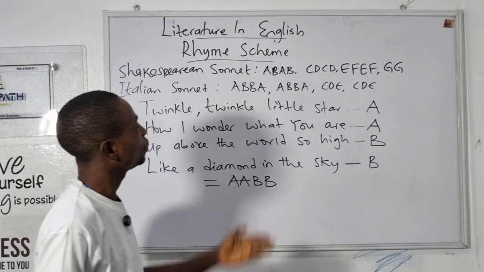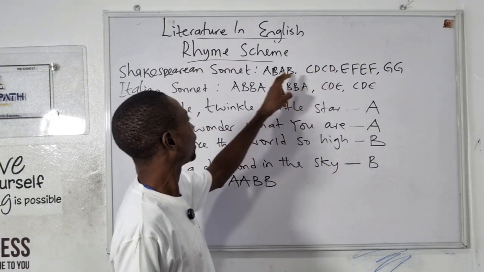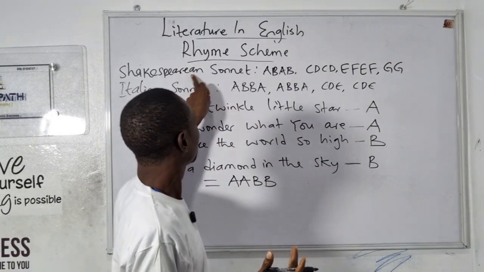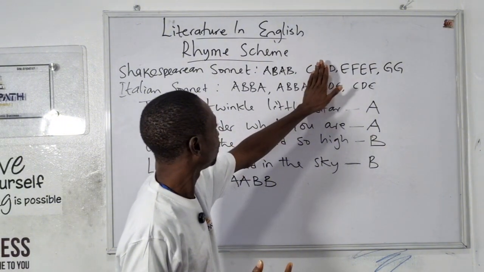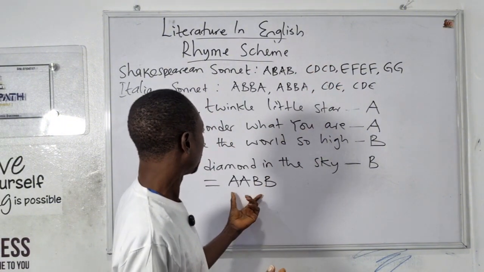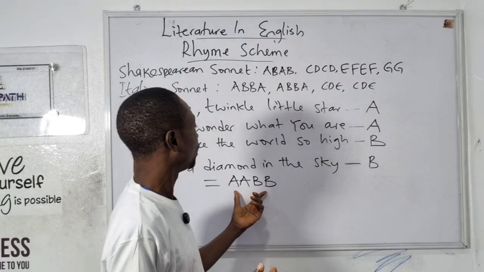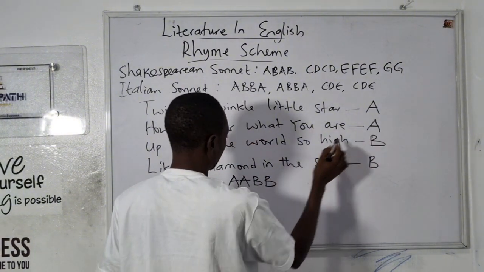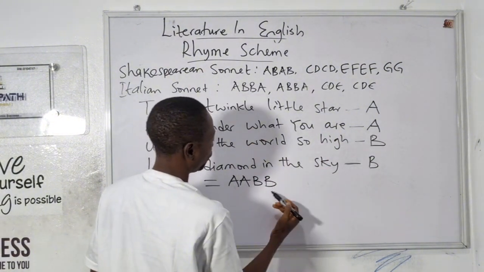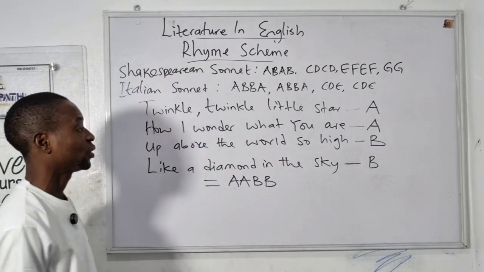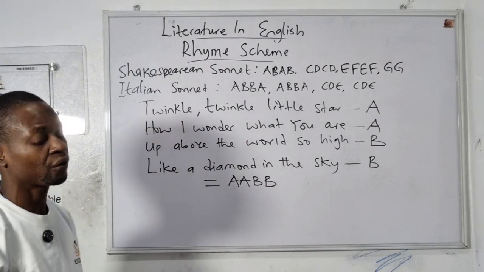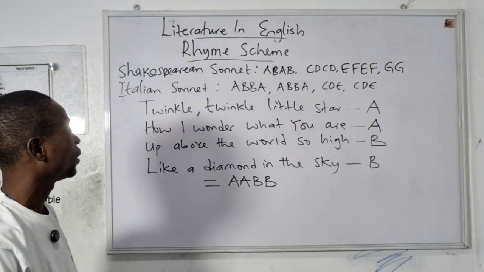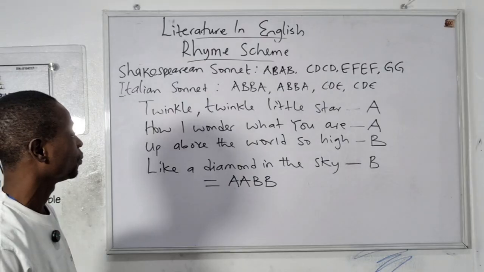So for those of you who do not know how they arrived at this, the rhyme they got from one 14-line poem called Sonnet, this Shakespearean sonnet. How they arrived at this rhyme, that's what I'm teaching you now. So that's how to arrive at the rhyme scheme. In this one, we have A, A, B, B. You can see it's so simple to determine the rhyme scheme of any poem. This is a nursery rhyme and so popular. You all read it in your primary school.